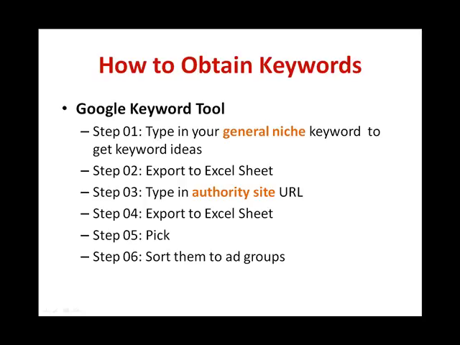There are 6 steps to obtaining and sorting your keywords. The first step is to type in your general niche keyword into the keyword tool and get keyword ideas related to your root keyword. Next, export the list to an Excel sheet on your desktop. Third, to get more keywords, type in the authority site URL of the particular niche you are in and then export it to your desktop as well. An authority site is the first website that appears on organic listing of Google search engine when you query for your root keyword. After that, export this second keyword Excel sheet and compile it together with the first one where you gather keyword ideas from your root keyword.